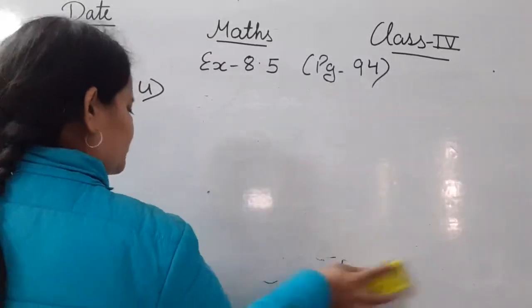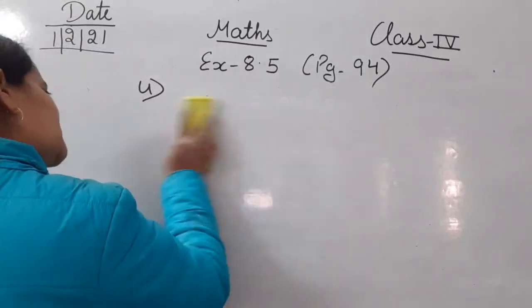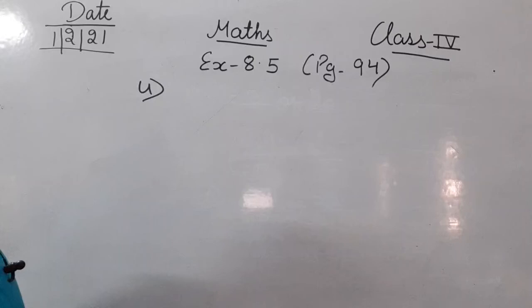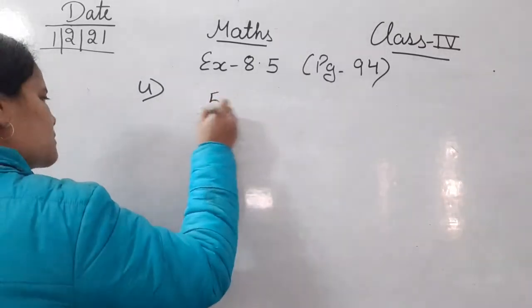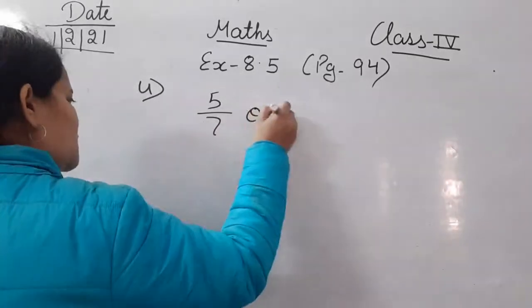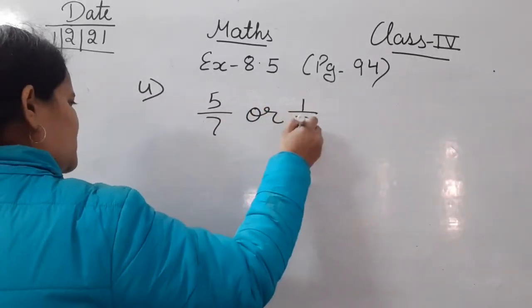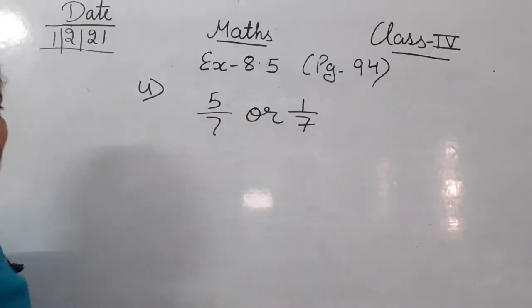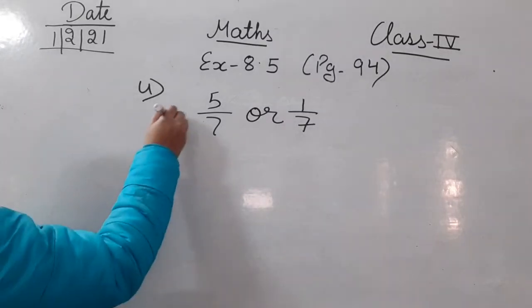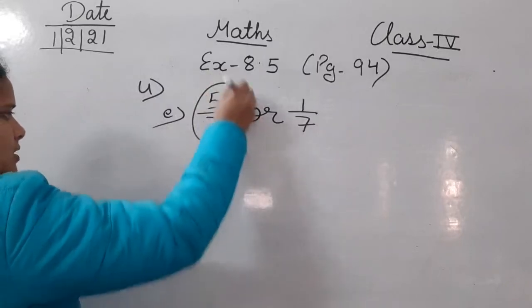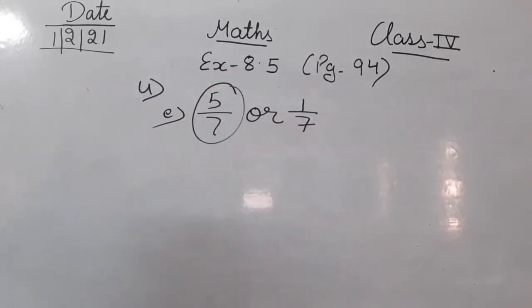Let's move next to the last part of question number 4. In the last part it is given, 5/7 or 1/7. Look, we have two like fractions given, 5/7 and 1/7. They both have the same denominators, so they are like fractions. So which one is greater? That is 5/7. So 5 upon 7 is greater than 1 upon 7. So this is the solution of the last part of question number 4.